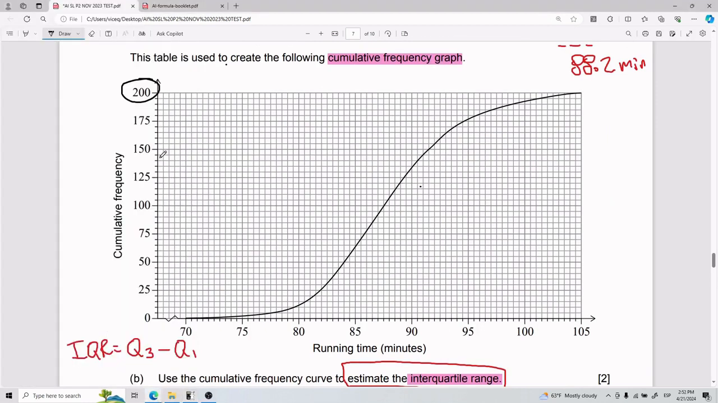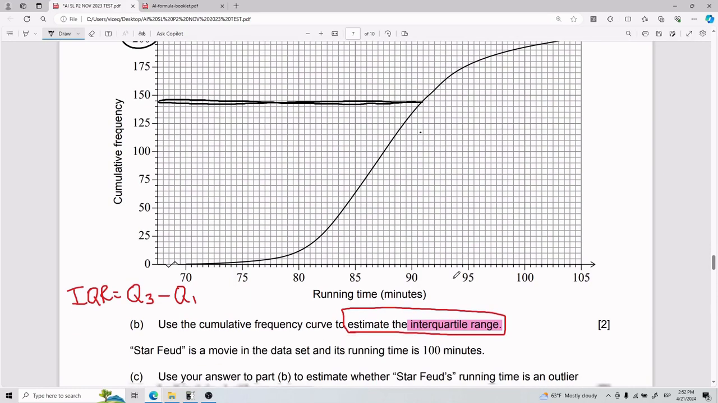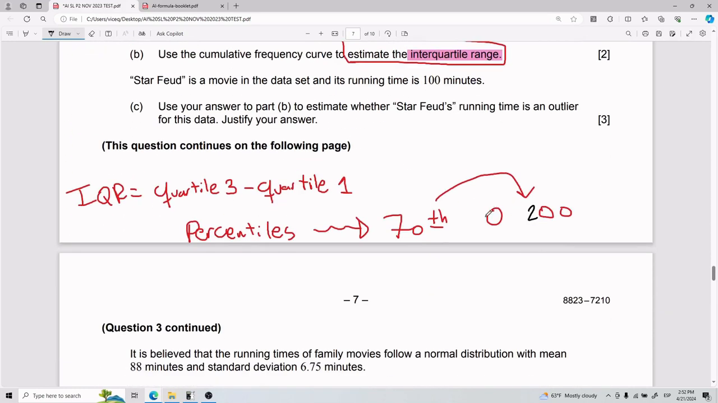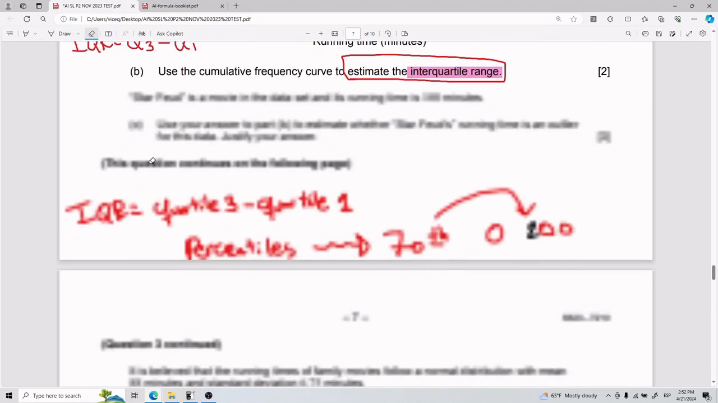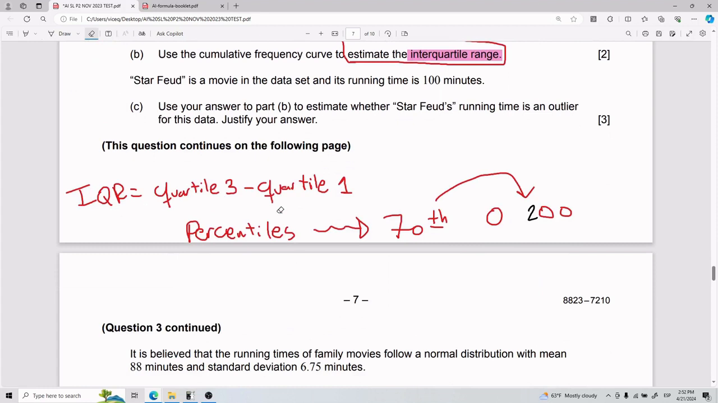So if I actually go to movie 140, which would be, I don't know, around here, right? This would be my movie that is in my 70th percentile, okay? So that is how you find percentiles. Be very aware that your total is going to help you find where your percentiles, where your quartiles are, okay?